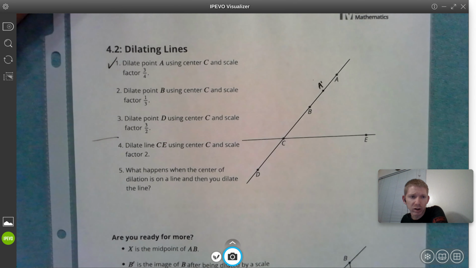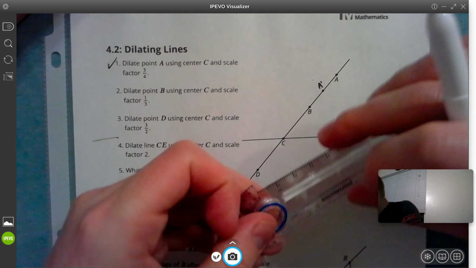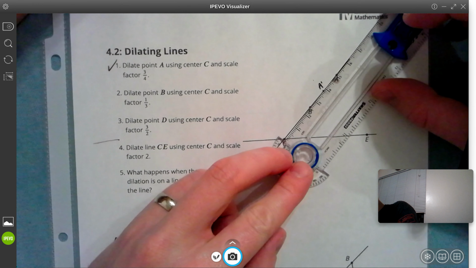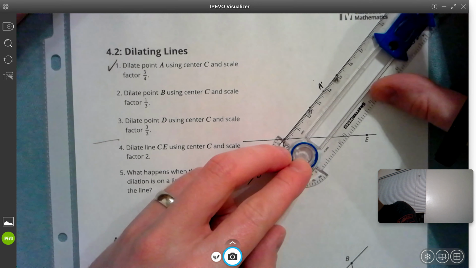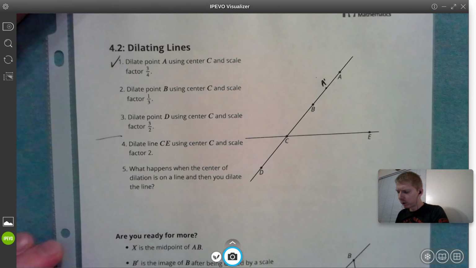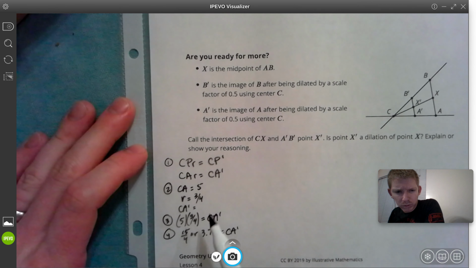Okay, let's go ahead and go over our answers to numbers 2 and 3. So to dilate point B, first things first, we need to know how far it is from C to B. If we measure this, it looks like that's 2.5 centimeters, so 25 millimeters. We'll do the same calculation down here that we did last time, but if it's all right with you, we'll skip down to this step right here.